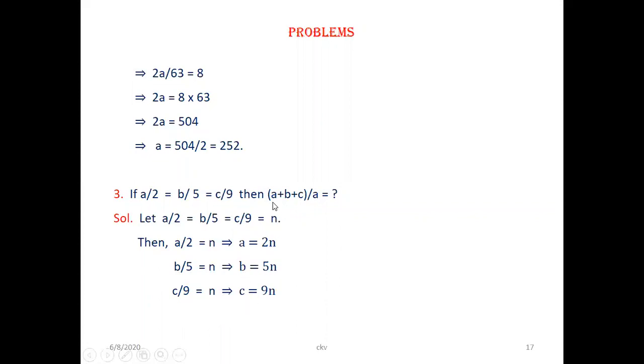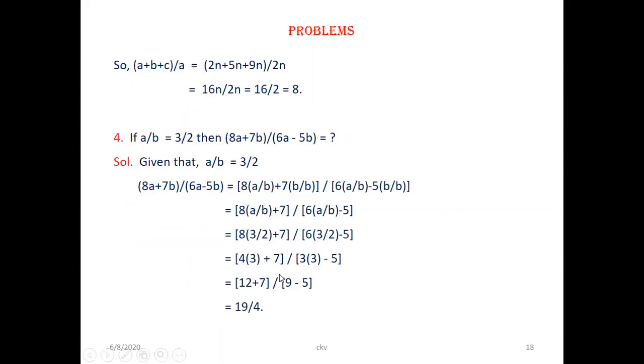You substitute the a value, b value, c value, and here down the a value, to get the value of a plus b plus c by a. So a is 2n, b is 5n, c is 9n. In place of a, I put 2n. In place of b, I put 5n. In place of c, I put 9n. So a plus b plus c, I substituted, and again by a, the a value is 2n. So 2n plus 5n plus 9n is equal to 16n by 2n.